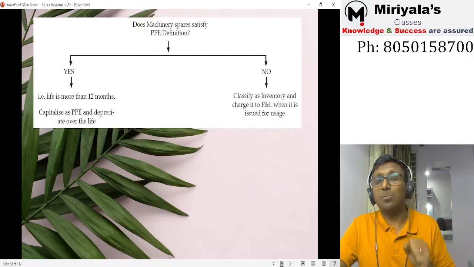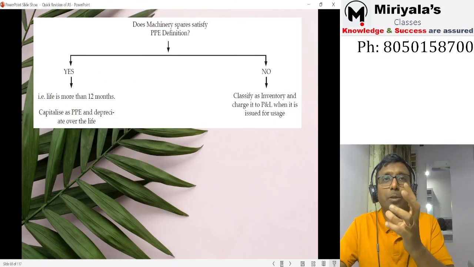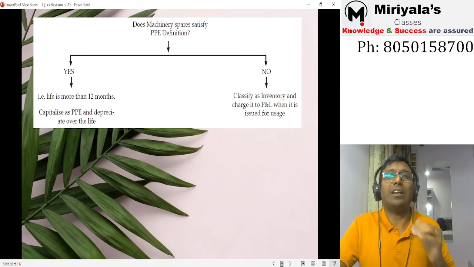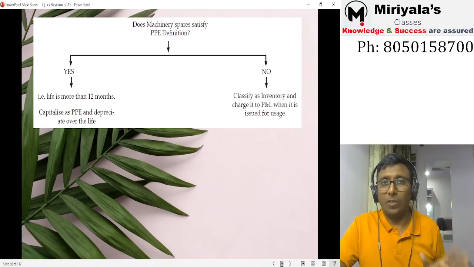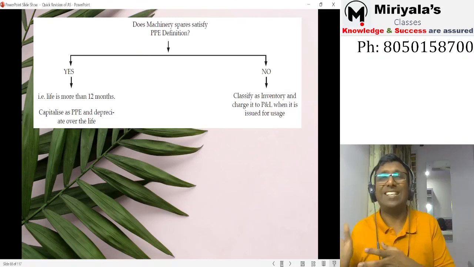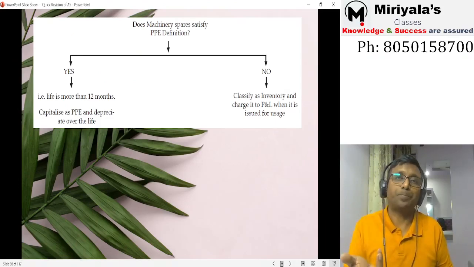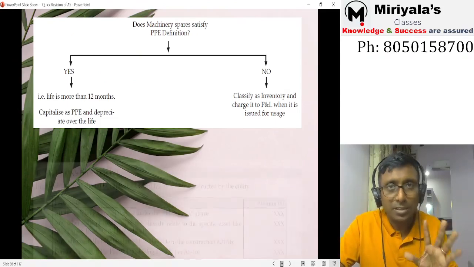Suppose you have purchased machine spares, what should you do? First question, whether the machine spares satisfy the property, plant and equipment definition. If yes, then follow Accounting Standard 10 and capitalize them and depreciate them over their life. No, sir, it doesn't satisfy because the life of the spare is not even 12 months. Okay, then it is supposed to be treated as inventory as per Accounting Standard 2. Whenever it is issued for usage on the shop floor, it is supposed to be charged to the profit and loss statement.